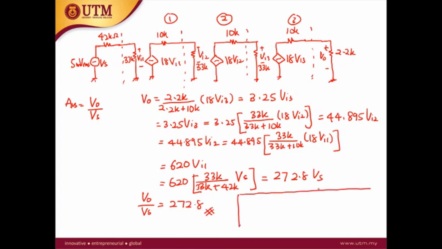The next question is to determine what is V out. Given the Vs is 5 milli VRMS, V out is equal to 272.8 times 5 milli VRMS. So this is equal to 1.36 volt RMS.